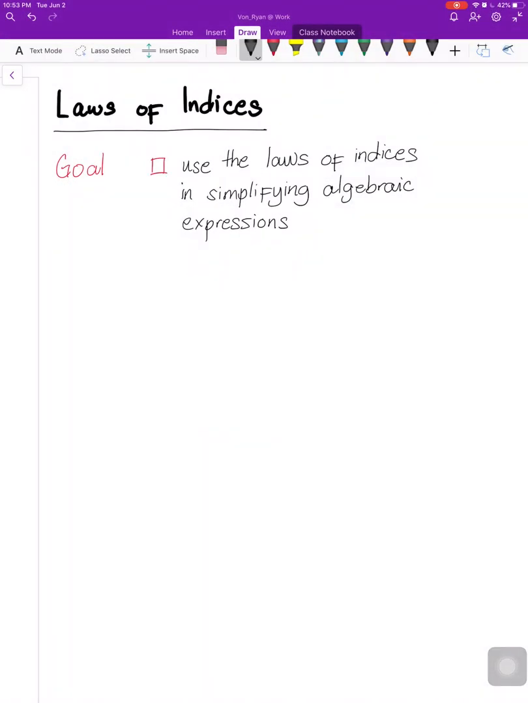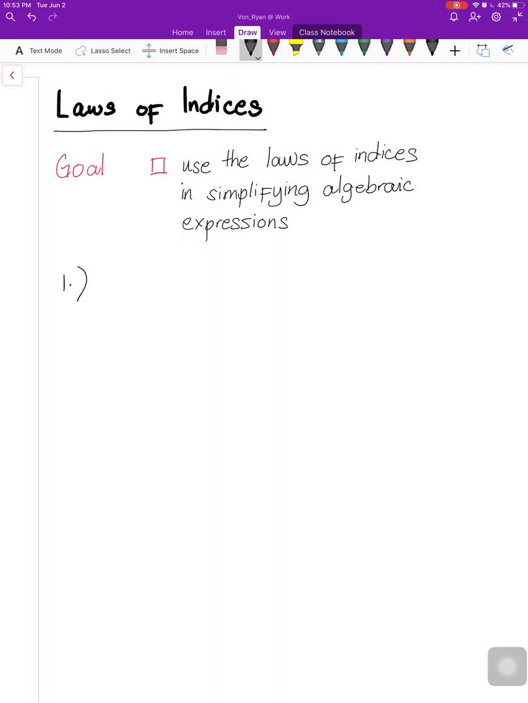Hello and welcome. In this video, we'll talk about the laws of indices, and we're going to use the laws of indices in simplifying algebraic expressions. Now, we have already discussed the laws of indices in class, and this will just be a quick revision video. After going through the different laws of indices, we're going to use them in answering sample problems from a Corbetts math paper. So let's just start by recalling the different laws of indices that we learned in class.